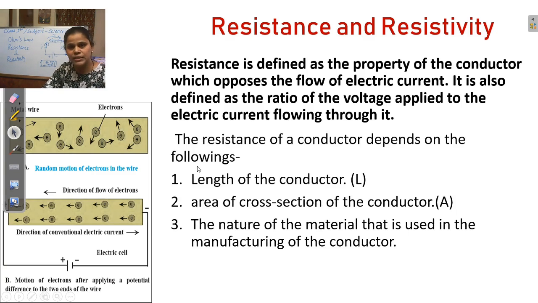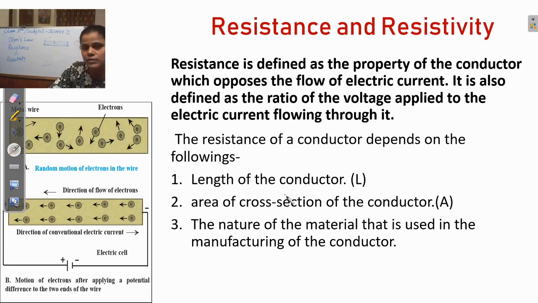So the resistance of a conductor depends on the following. First thing is the length of the conductor. What is the length of the conductor? This is a conducting wire, and its length is denoted by L.